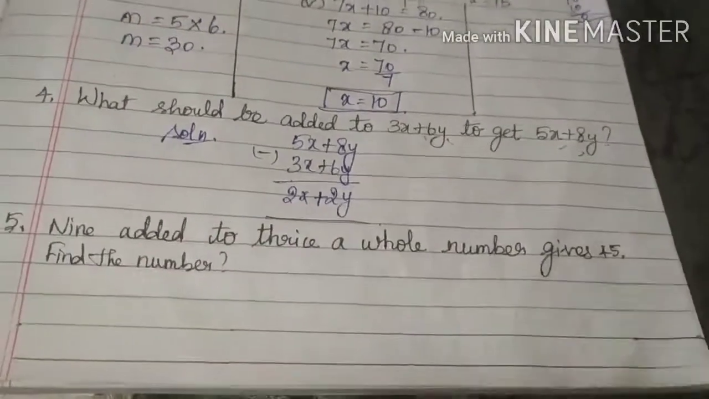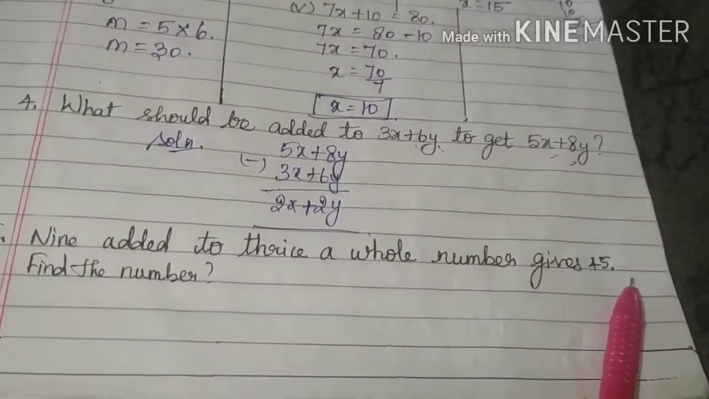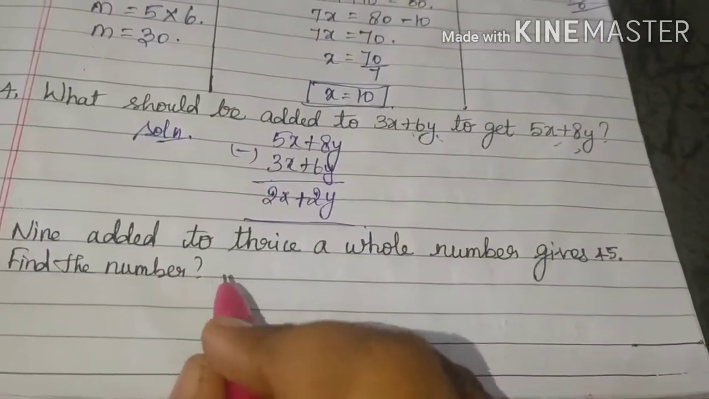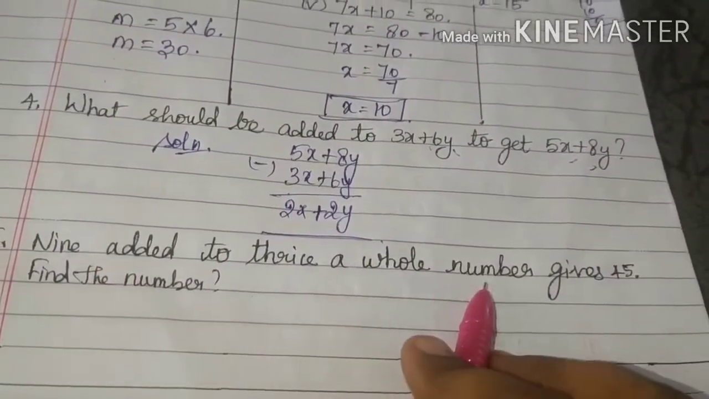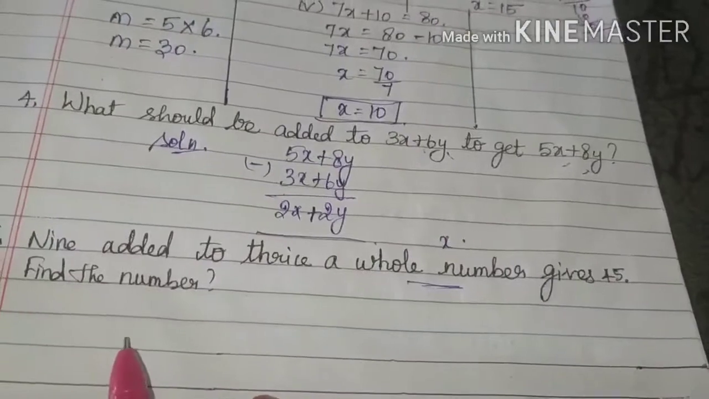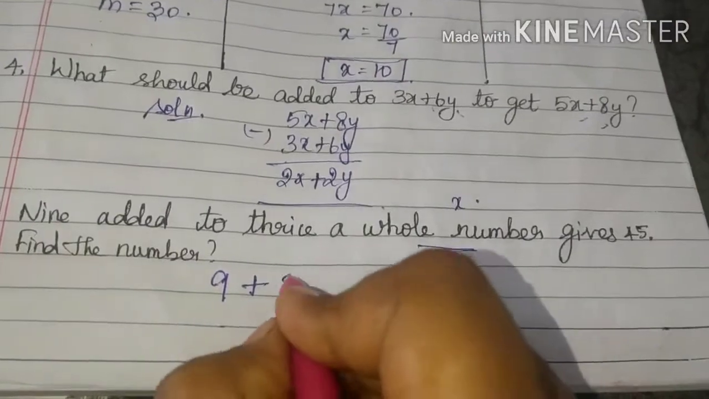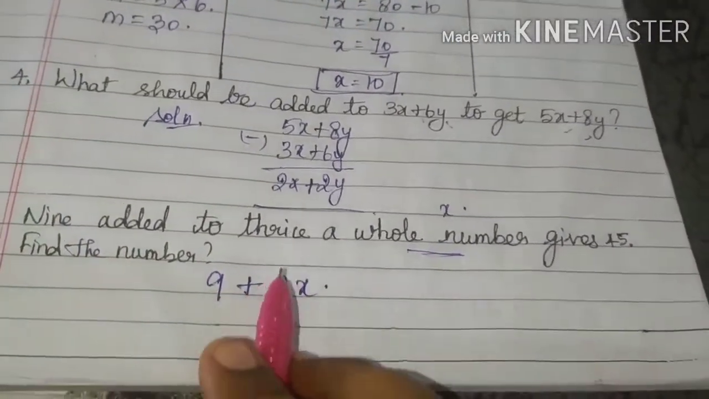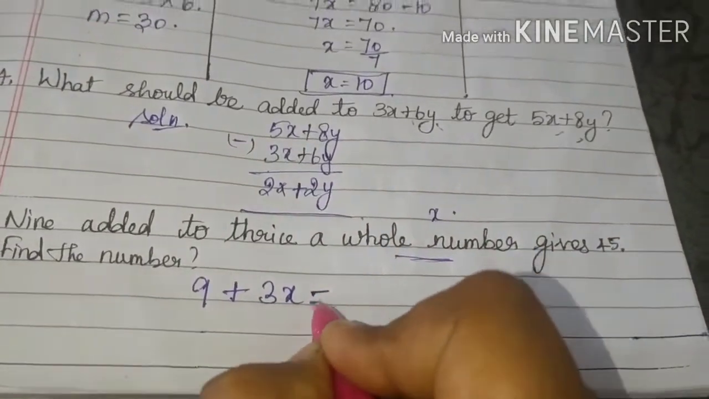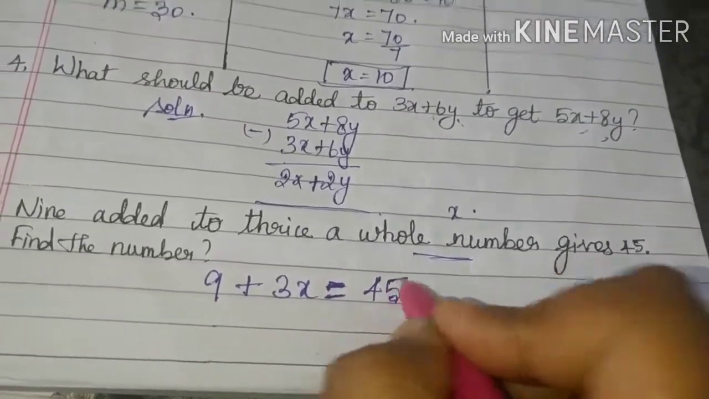So next is 9 added to thrice a whole number gives 45. Okay va, statement they given, we have to form the algebraic expression. 9 added to thrice a whole number. That whole number we don't know, so let the whole number be x. 9 added means plus, thrice a whole number, so 3x. Thrice na 3x, twice na 2x. Gives na you have to mention the equal to sign. So என்ன கொடுக்குது எனக்கு? 45 கொடுக்குது.